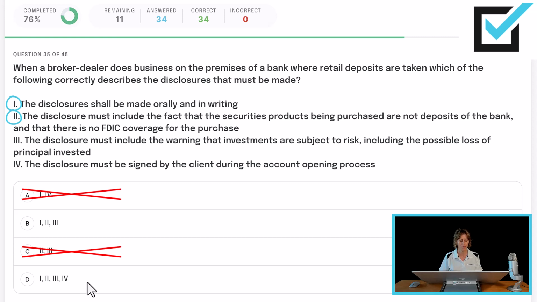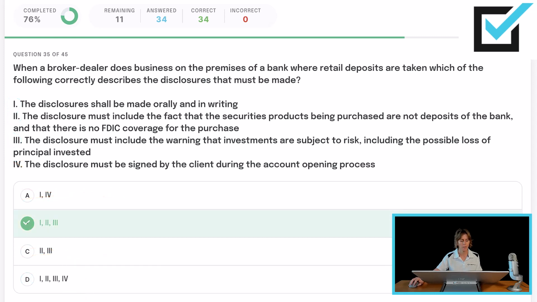B and D both have 3 as part of the correct answer, but let's read it anyway. The disclosure must include the warning that investments are subject to risk, including the possible loss of principal invested. That is true. 4, the disclosure must be signed by the client during the account opening process. That is actually false. The disclosure must be given, and great if they sign it, and if they don't, that's okay too. Strange, I know. So 1, 2, and 3 are correct. The broker-dealer must make reasonable efforts to obtain a signature, but if they don't, they're not going to get in trouble.